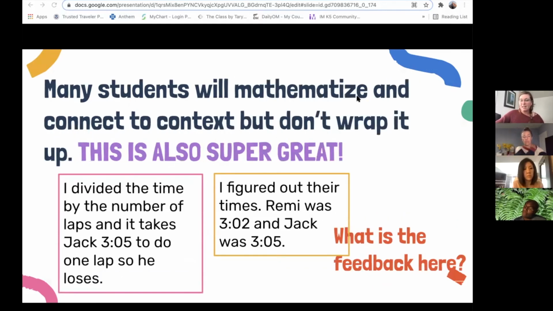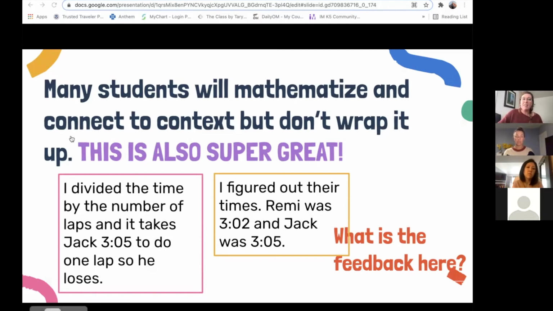Or students might mathematize it, they add some context, but they don't wrap it up. That feeling that Danita called out in Alice's work. Here's an example with Jack: "I divided the time by the number of laps it takes, and Jack's 3:05 to do 1, so he loses." Is the math there? Yeah. Is the context there? Are we talking about running and Jack and laps? Yeah. But that feeling that you had with Alice's work, like, what about the other person? Compare it to something, like, wrap it up.